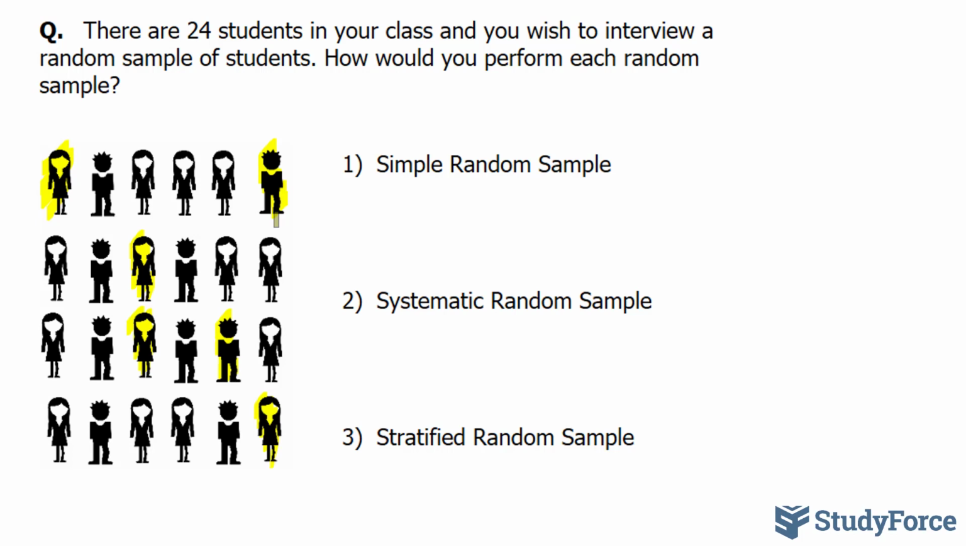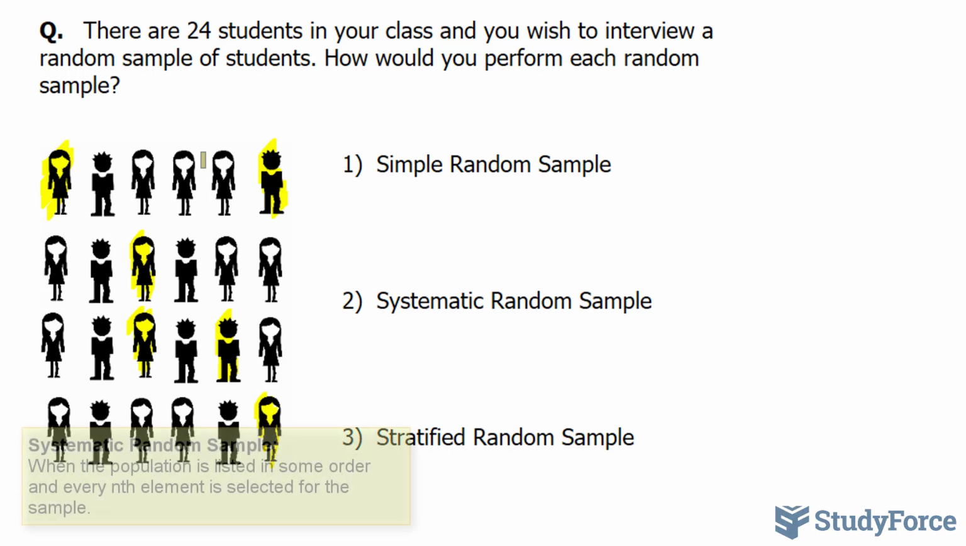In the 6 that we selected, we ended up selecting 4 females and 2 males. Now this may be problematic, especially if you have an overrepresentation of one gender versus the other. So had I randomly selected 5 males and 1 female, that wouldn't have been a good representation of the genders in this class. Let's move on to the second technique, systematic random sample.